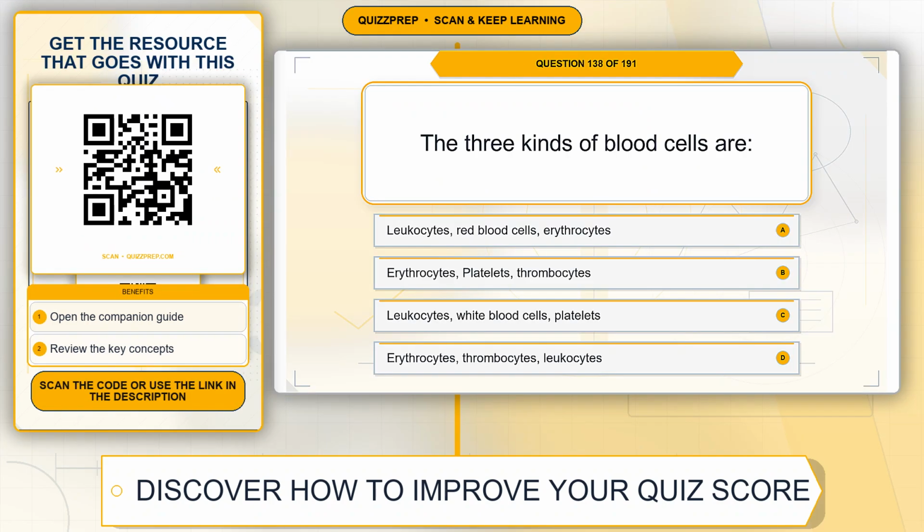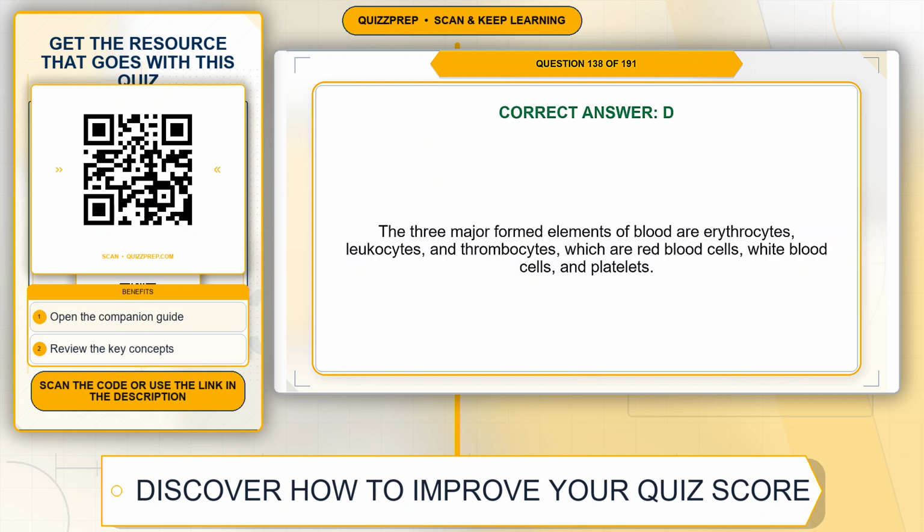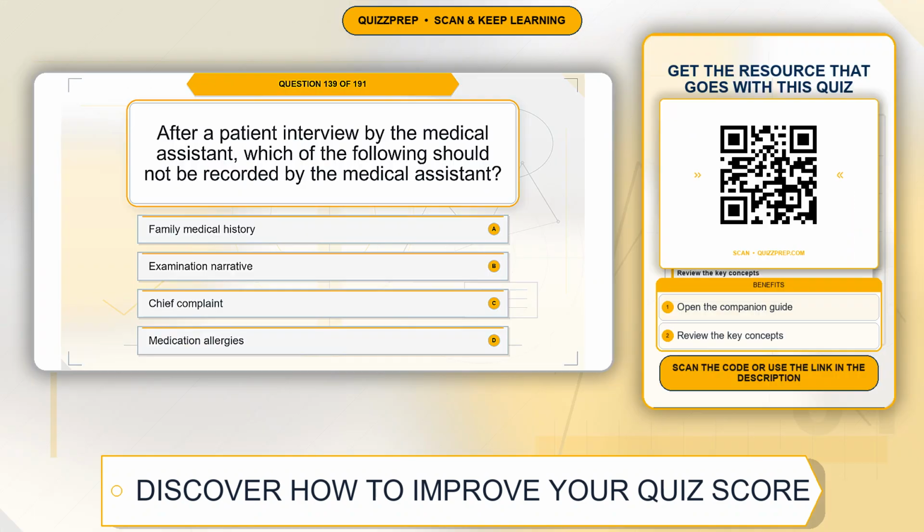Question 138. The three kinds of blood cells are: Option A, leukocytes, red blood cells, erythrocytes. Option B, erythrocytes, platelets, thrombocytes. Option C, leukocytes, white blood cells, platelets. Option D, erythrocytes, thrombocytes, leukocytes. The correct answer is option D, erythrocytes, thrombocytes, leukocytes. Explanation: the three major formed elements of blood are erythrocytes, leukocytes, and thrombocytes, which are red blood cells, white blood cells, and platelets.